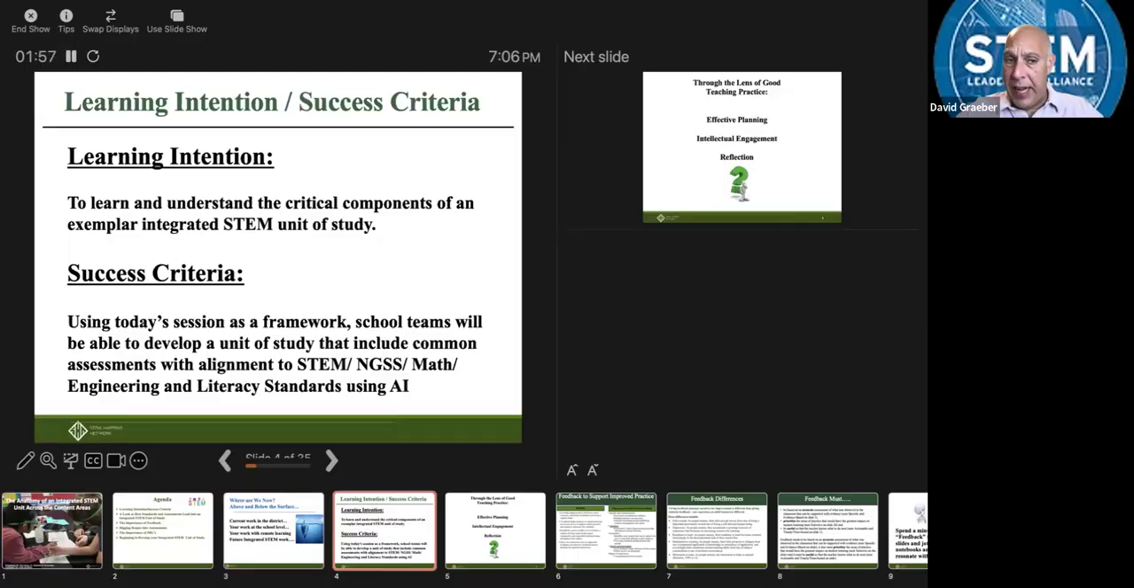So, as I said, today we're going to learn and understand what the critical components of an exemplar integrated STEM unit of study are. Okay, so what are the components? And when you walk out of here today, we want you to be able to use the session as a framework for your teams at the school level or even at the district level to be able to develop a unit of study that includes common assessments with alignment to STEM, NGSS, math, engineering, literacy standards, using artificial intelligence.